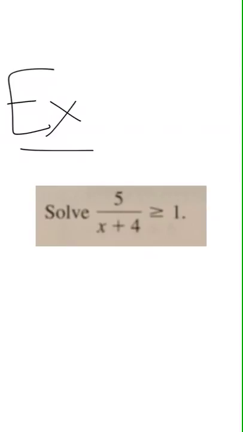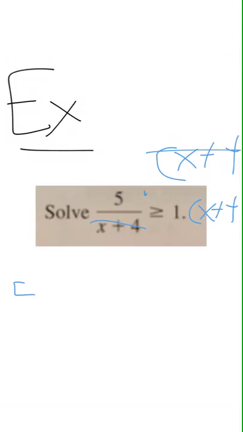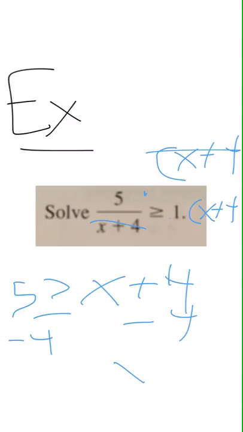Alright, so to solve it, you need to get rid of the fraction. In order to get rid of a fraction, you need to multiply both sides by the denominator of the fraction. Since our denominator is x plus 4, you multiply both sides by x plus 4. On the left-hand side, those would cancel out, so you'd be left with 5 is greater than or equal to 1 times x plus 4. Since 1 times anything is just itself, you're left with just 5 is greater than or equal to x plus 4. Now, if we subtract 4 from both sides, that tells you that 1 is greater than or equal to x.